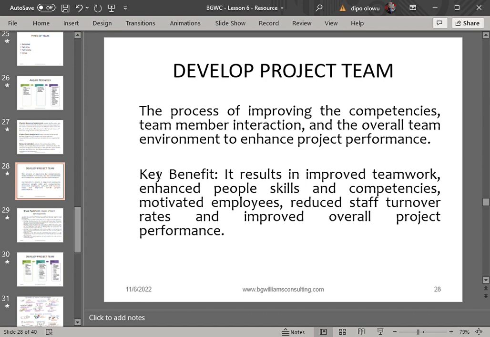Who has this responsibility? The project manager. So which means the project manager must keep thinking ahead to ensure that, remember you are dealing with people. What can I do to consistently make these people motivated to work together and produce a beautiful result on a consistent basis? What can I do to enhance their performance working together? That is what we refer to as develop project team.